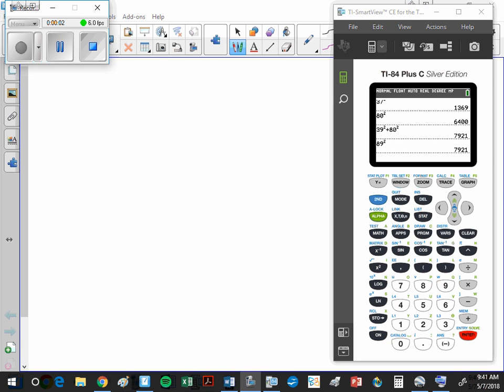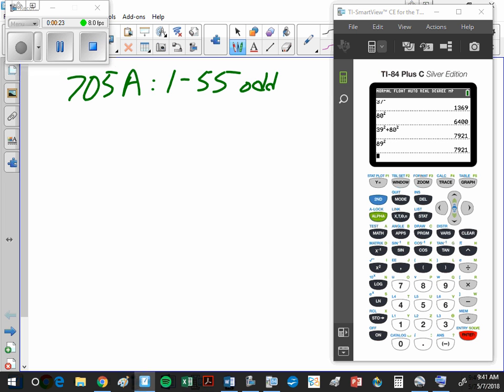We're going to start into vectors, and like I said, we just end the class. But vectors are really, really useful in calculus. So the assignment today is 705A 1 to 55 odd.